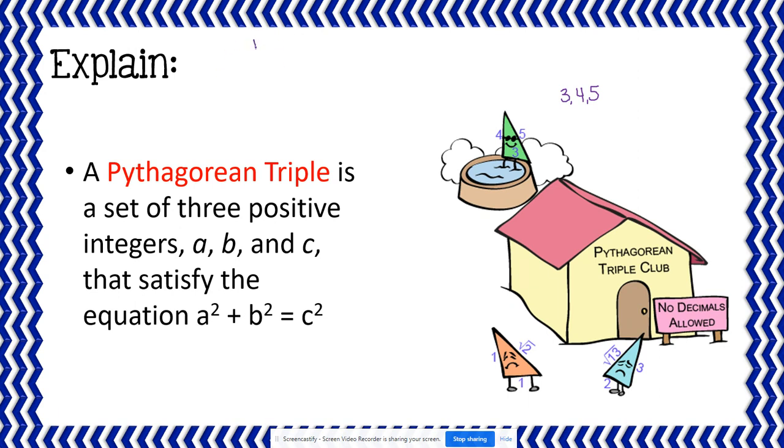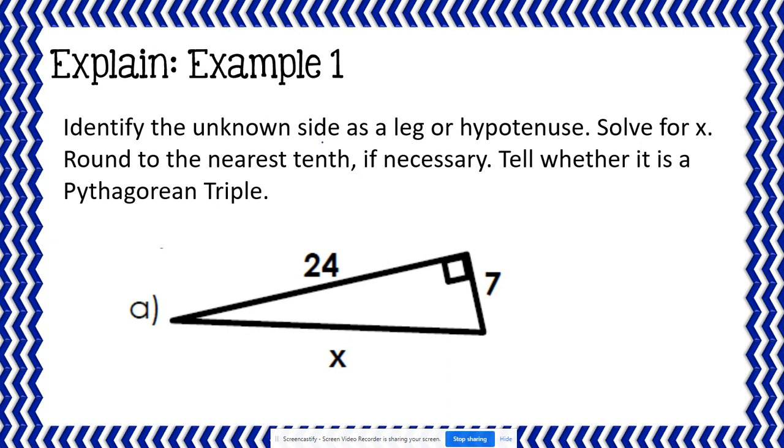So if I said 1, 2, and 3, well, I know 3 would be the hypotenuse, so I would do 1 squared plus 2 squared, and I would see if it equaled 3 squared. Well, 1 squared is 1 times 1, which is 1. 2 squared is 2 times 2, which is 4. 3 squared is 3 times 3, which is 9. Well, 1 plus 4 is 5, and since 5 is not equal to 9, I know that 1, 2, and 3 is not actually a Pythagorean triple.